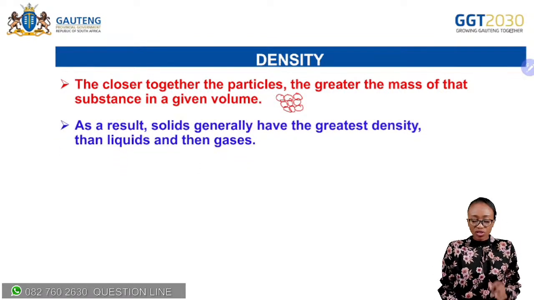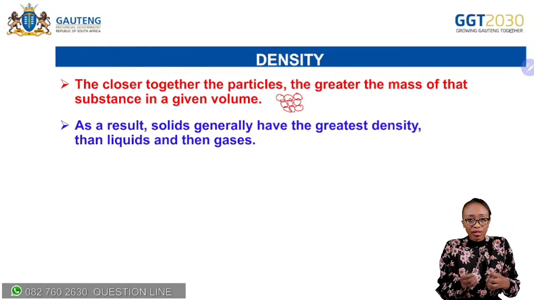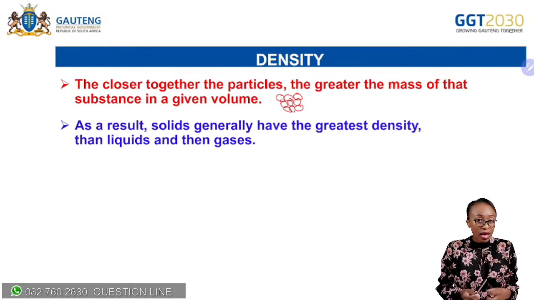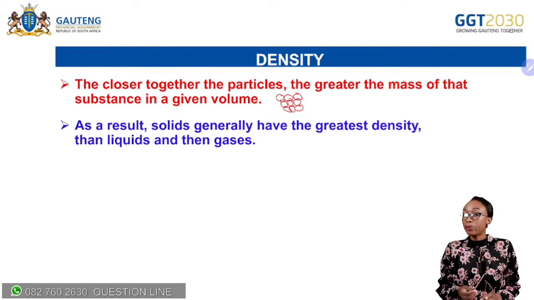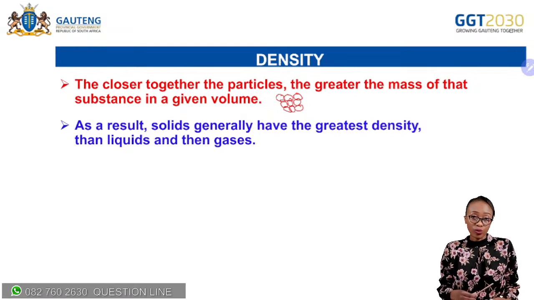Okay, so as a result, solids generally have the greatest density, then liquids, and then lastly gases, because of the way the particles are packed. So with solids, remember we said they're tightly packed, and then with liquids they're a bit loosely packed. That's why liquids can move and flow on top of each other, and then with gases they're sparsely packed.